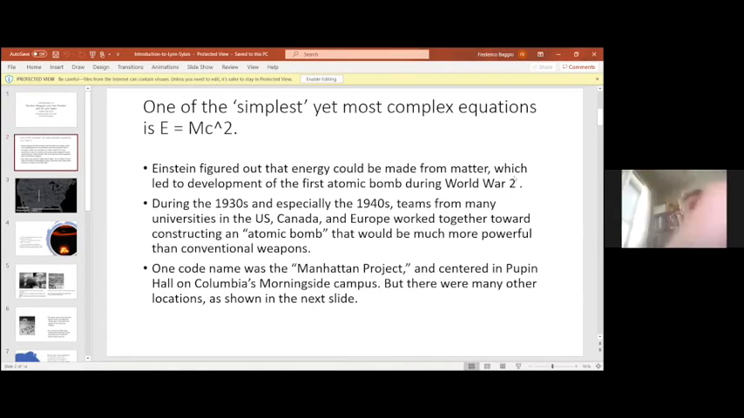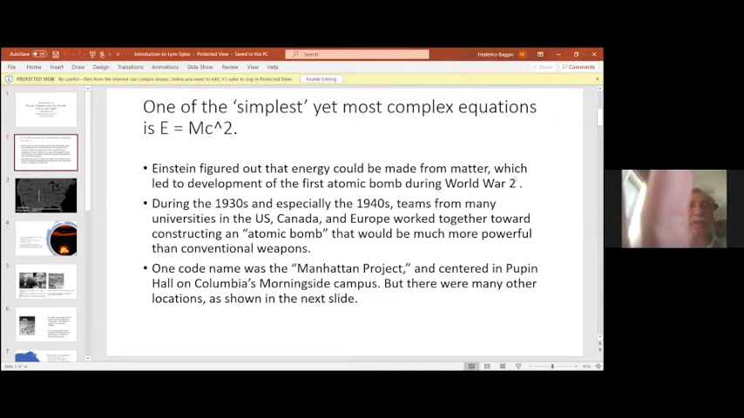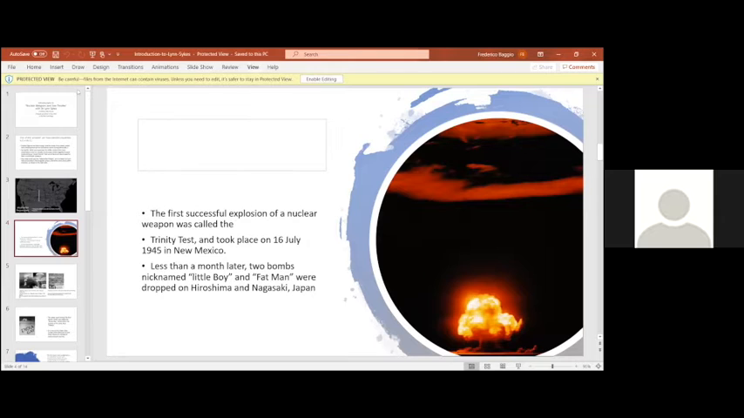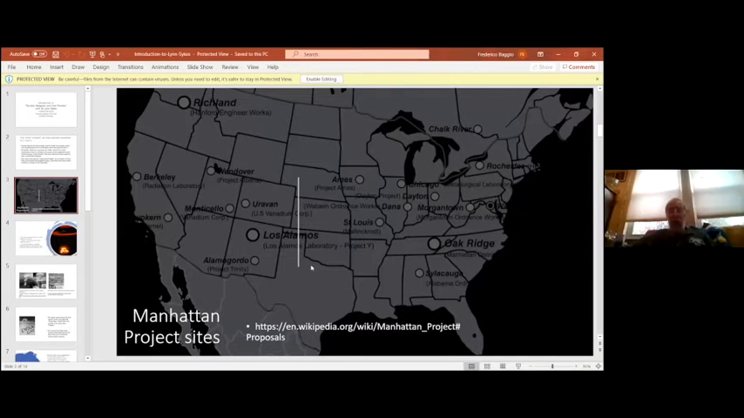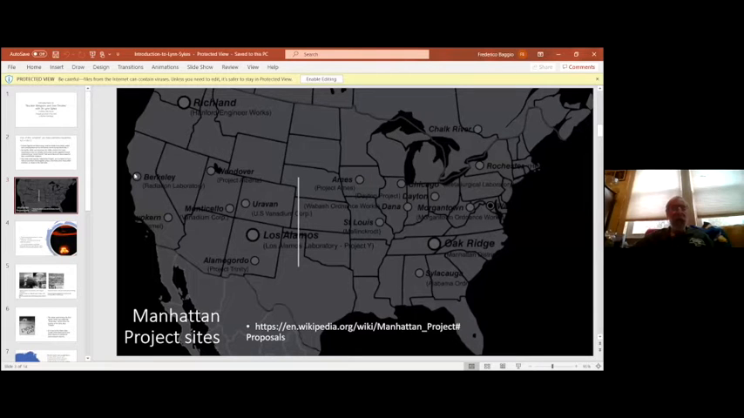One code name was the Manhattan Project and was centered in Pupin Hall on Columbia's Morningside campus, which many of us know. But there were other locations for the Manhattan Project. Not certain how well this image comes through, but it has places like Oak Ridge, Los Alamos, Richland, the Berkeley Radiation Lab, Alamogordo, and many other places.